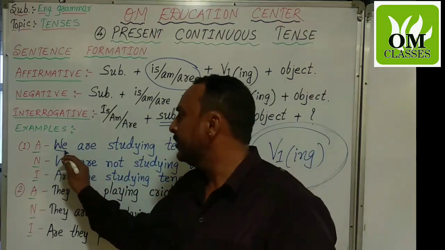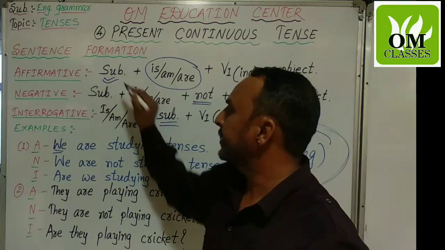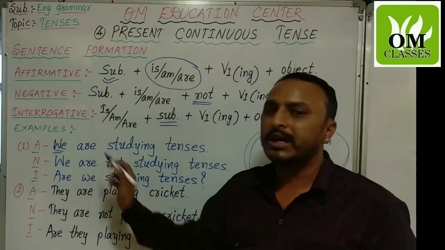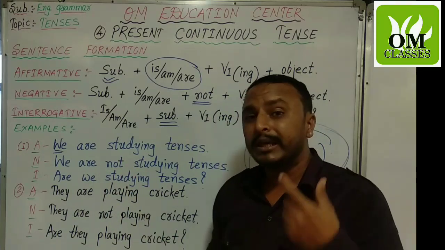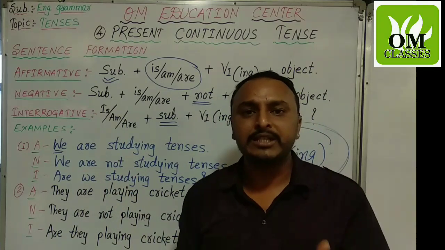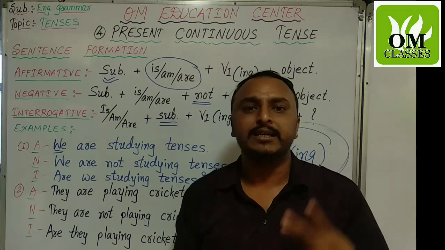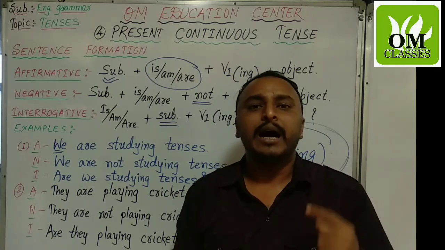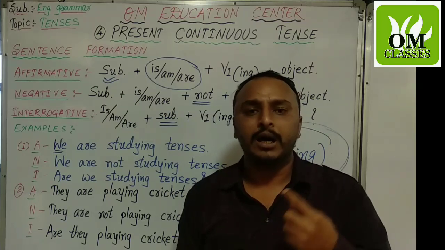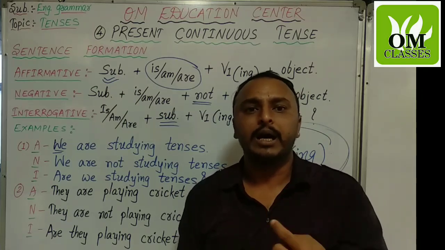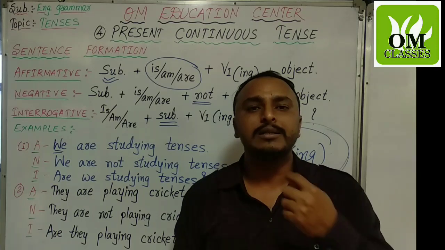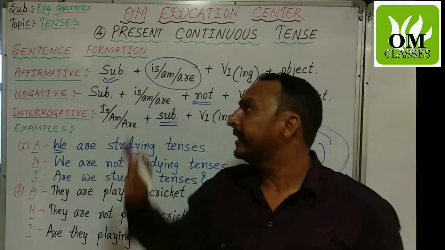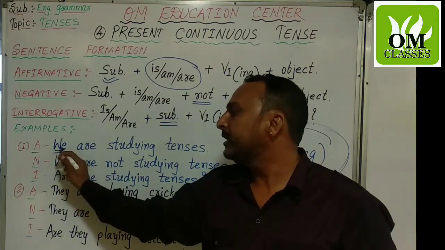Now what is we? We is our subject. Then is, am, are. We know that with we use are. I told you, you have to keep on revising. He is, she is, it is, a boy is, a girl is, a student is. I am, we are, you are, they are, boys are, girls are, students are. So this way you will not make any mistake related to this. So with we use are.